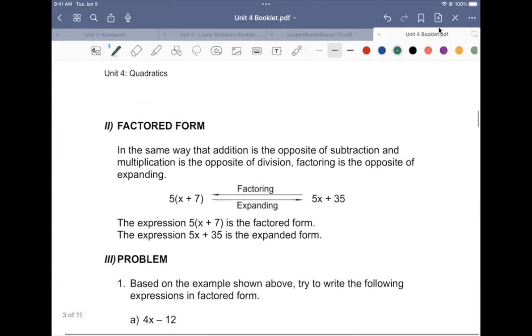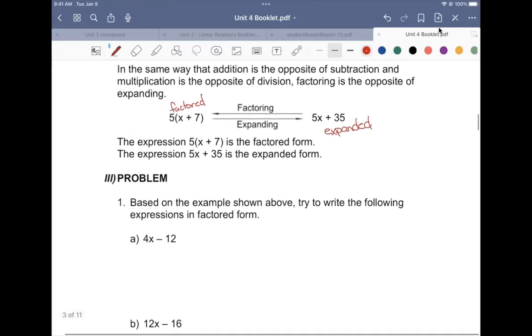So when we are talking about factored form, there's two different ways that we state it. The first way that it's written is its factored form. Once we multiply that through and use our expanding, that becomes our expanded form. So essentially it's the same way that addition is the opposite of subtraction. Factoring is just the opposite of expanding. So here we have factored, and here we have expanded.